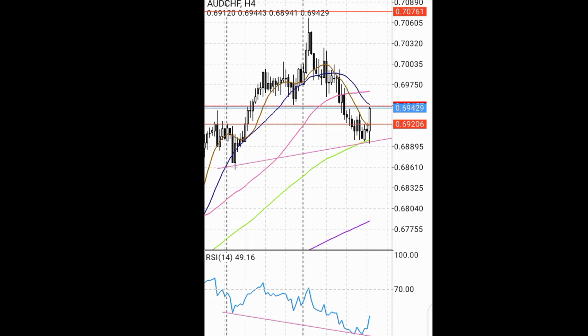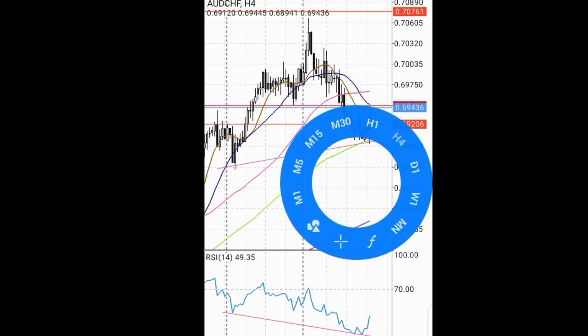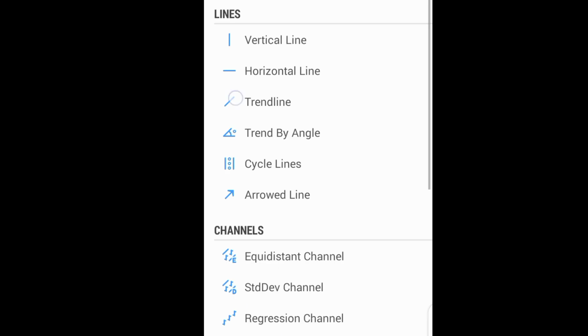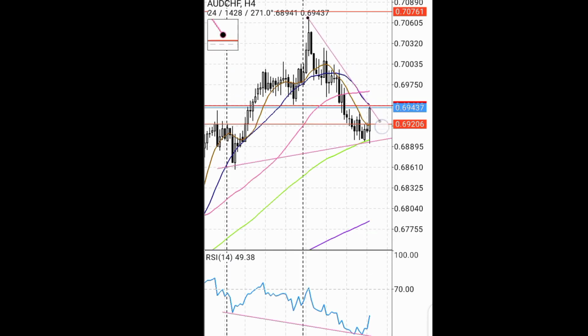So looking at this point, we can see a bullish engulfing candle, and you can also add a trend line to help you see where there is a break so that you can trade. Here is a trend line connecting the highs. So this trend line has been broken and we are in this market.